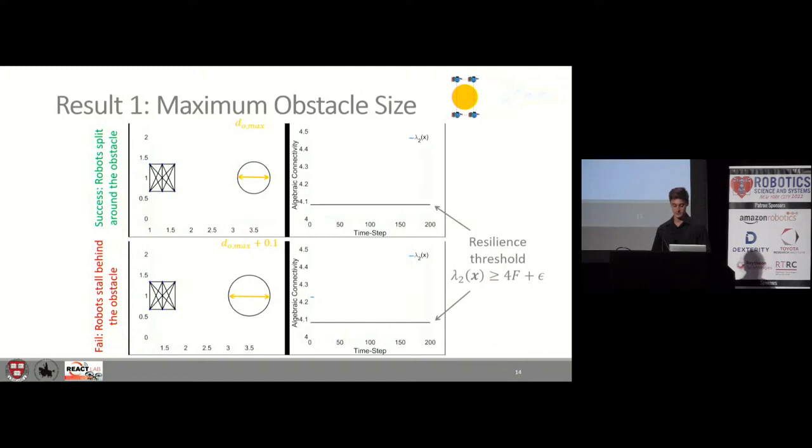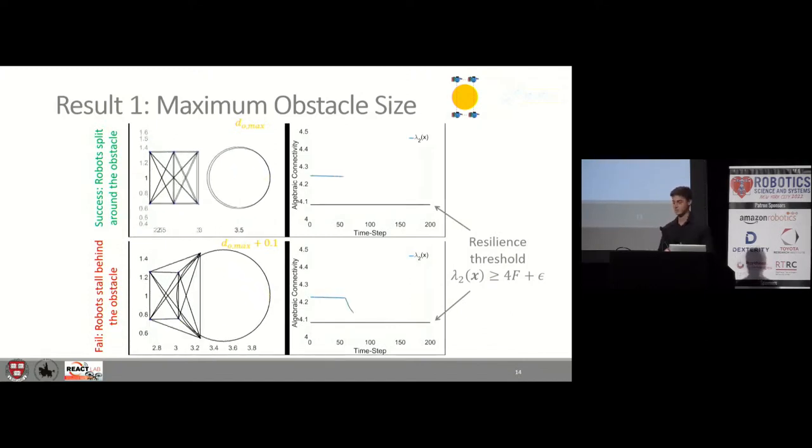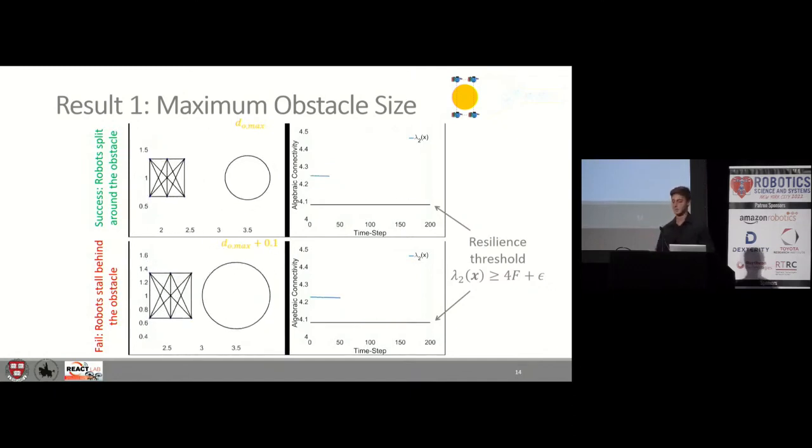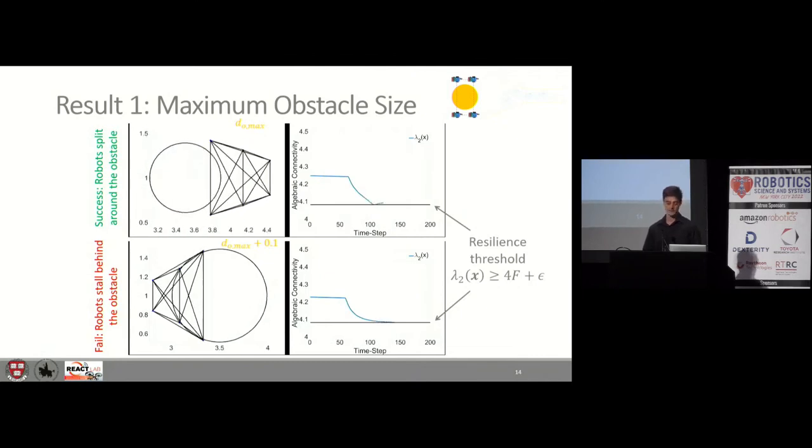This slide uses simulations to verify the theory from the previous slide. In the top plots, what we do is we set the obstacle size to DO max, and we show that the robots, which are shown by the little blue circles, are able to split around the obstacle while maintaining resilience.